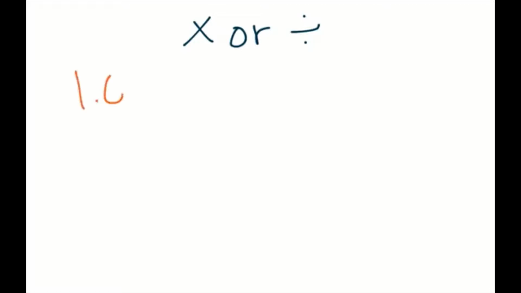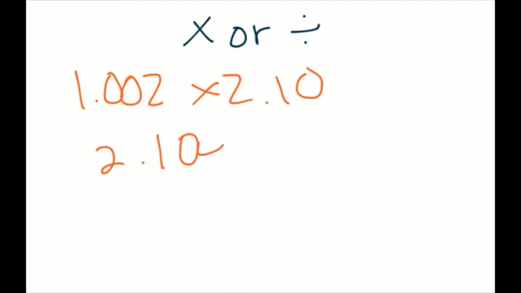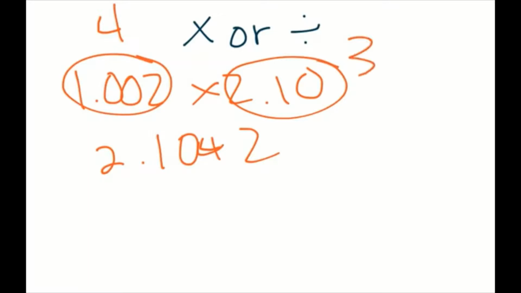Let's do 1.002 times 2.10. Your calculator will spit out 2.1042. But we can't keep all these digits. We limit ourselves to the least number of sig figs out of the two we multiplied. Since 1.002 has 4 sig figs and 2.10 has 3 sig figs, our final answer will have the lesser of the two, which is 3 sig figs. So our final answer will not be 2.1042, but it will be 2.10 with 3 sig figs.